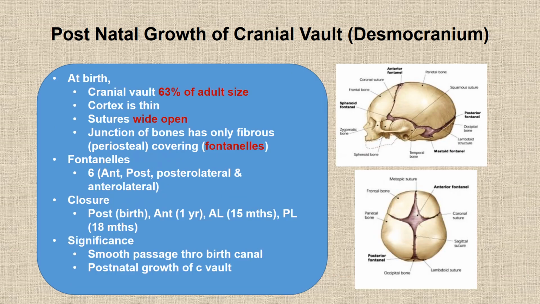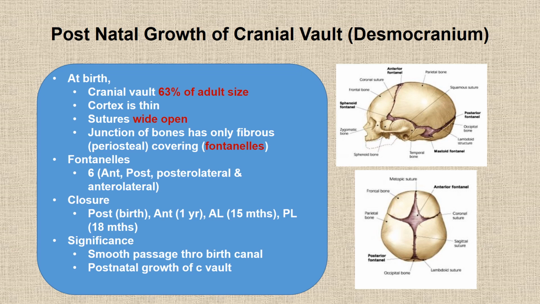Now, at birth, the cranial vault is roughly 63% of the adult size. The cortex is thin and the sutures are wide open. The junctions of bone have only a fibrous or periosteal covering, and these widely separated junctions are known as fontanelles. There are six fontanelles, namely anterior, posterior, posterolateral, and anterolateral. The posterolateral and anterolateral are two each in number.